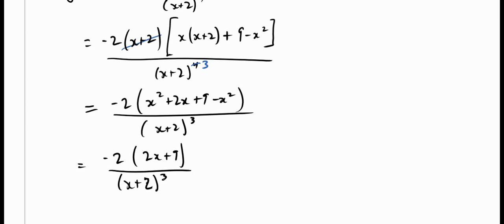And what do I do? What do I do with this? What was the point of this whole process? Critical values. Where do the critical values occur?